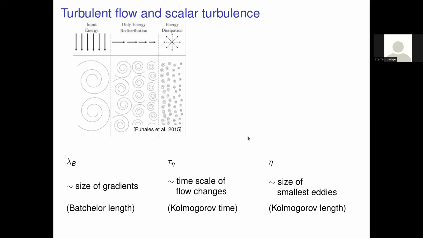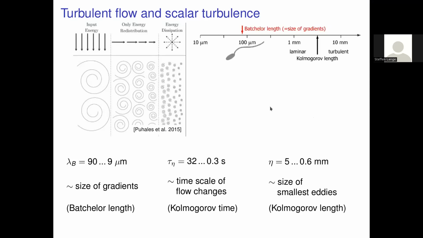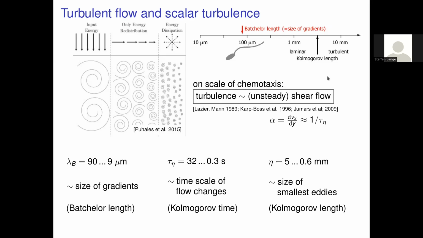Now, the scales of these structures are mainly determined by the Kolmogorov scales. For instance, the thickness of the patches or size of gradients is given by the Batchelor length, and the size of the smallest eddies by the Kolmogorov length. Now, if we compare these spatial scales, it turns out that sperm chemotaxis takes place on much smaller scales than the smallest eddies. And it is known that on such a small scale, turbulence is actually perceived as a simple shear flow. In conclusion, for our purpose, this means that it is sufficient to consider a simple shear flow, and we do not need to simulate full-scale turbulence.